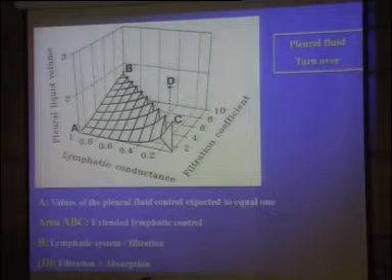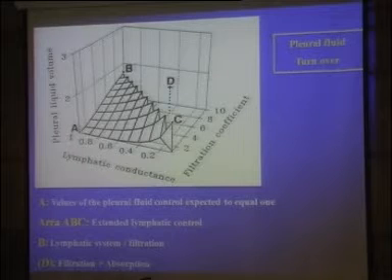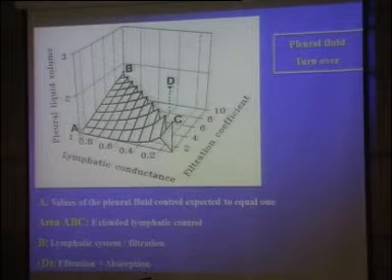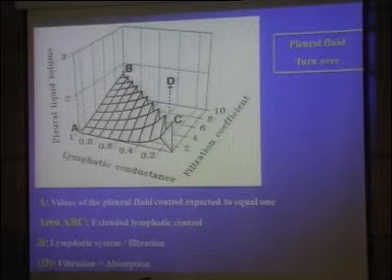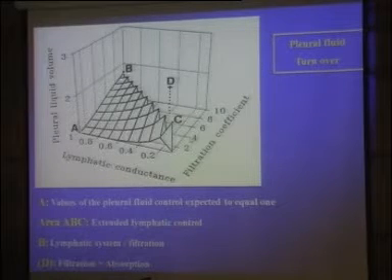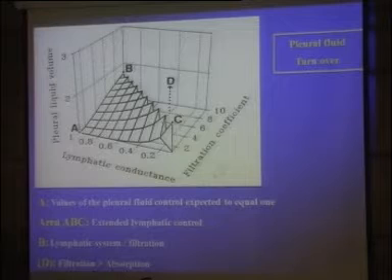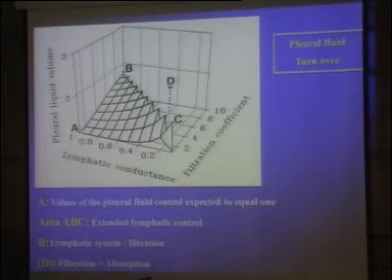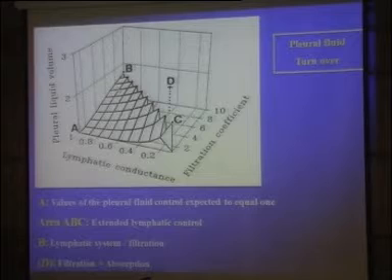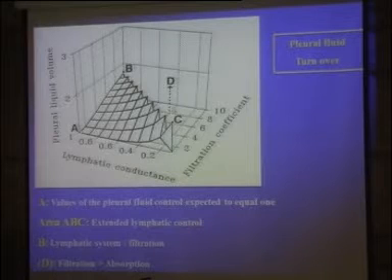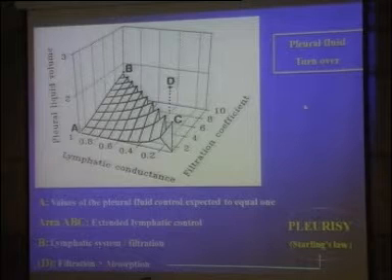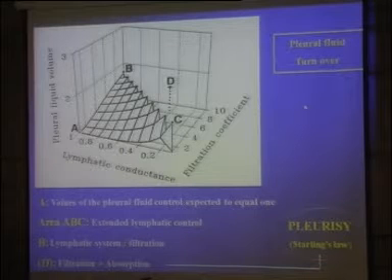And then it means that if you take into account the point A as a value of the pleural fluid control expected to equal 1, the area ABC is an external lymphatic control. The B is the lymphatic system filtration, the maximum capacity of filtration. And of course, when you have a filtration superior to absorption, you get a pleurisy according to the Starling law.